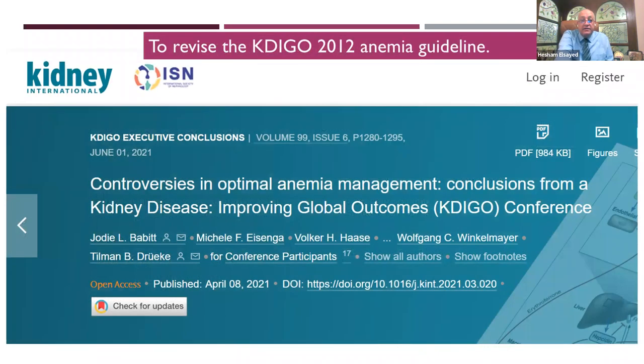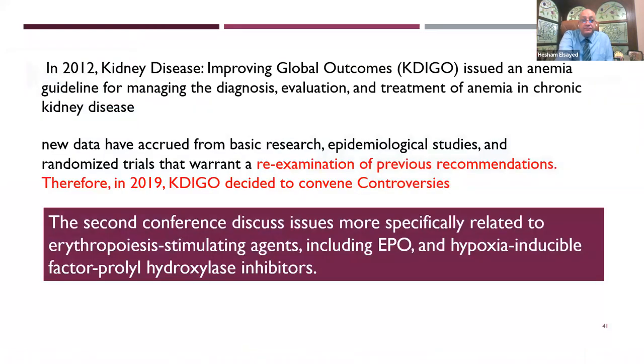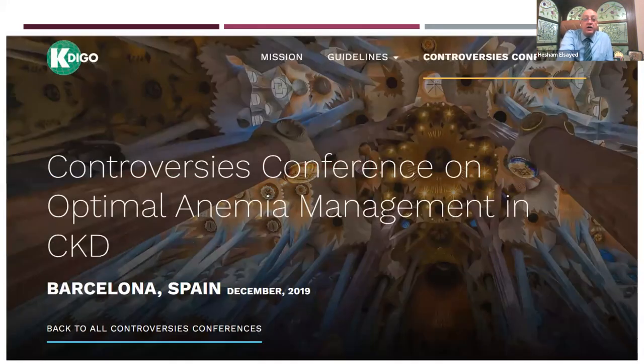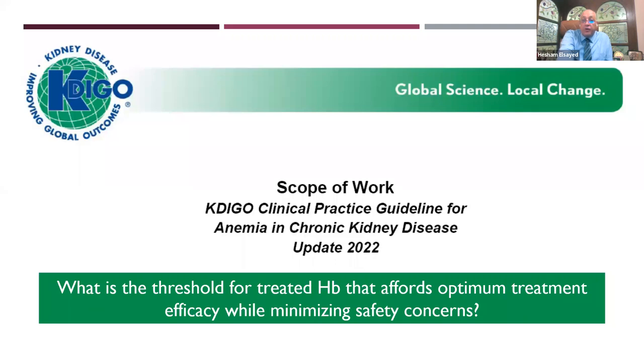That's why last year, the controversy in optimal anemia management conclusion from Kidney Disease: Improving Global Outcomes, KDIGO, highlighted that we need an update for anemia management. In this re-examination of previous recommendations in 2019, KDIGO decided to convene controversies. The second controversy discussed more specifically related to ESA and hypoxia-inducible factor introduced recently to the market. So this is the global scope of the work.